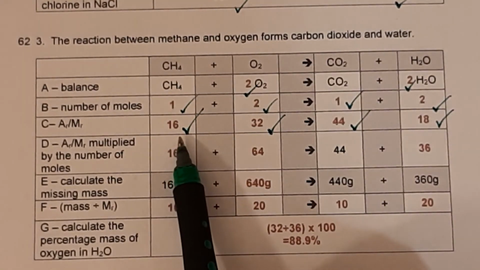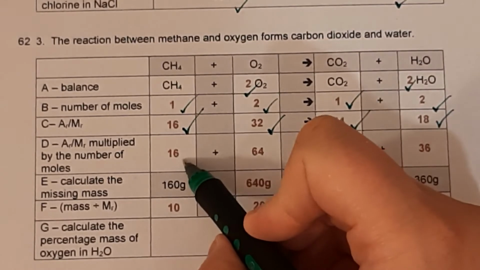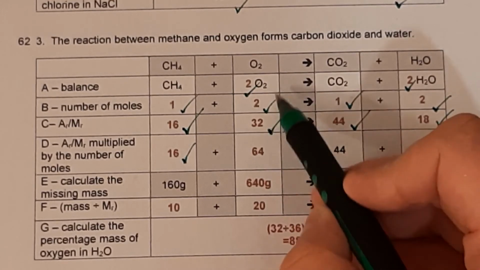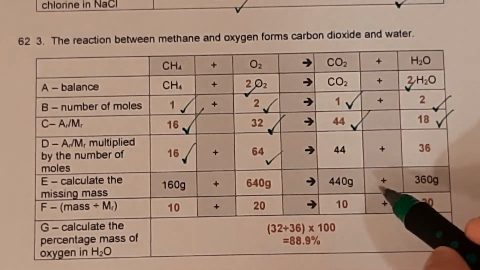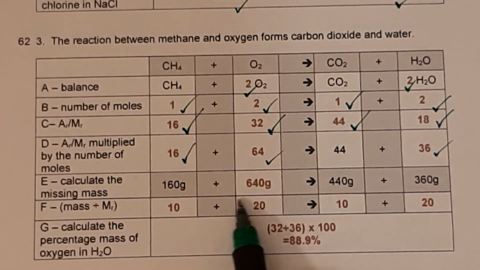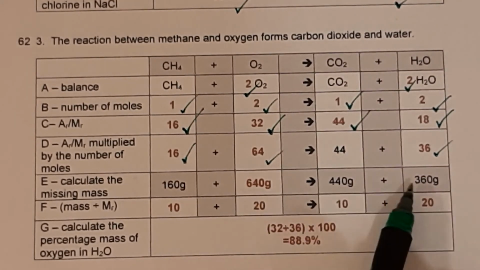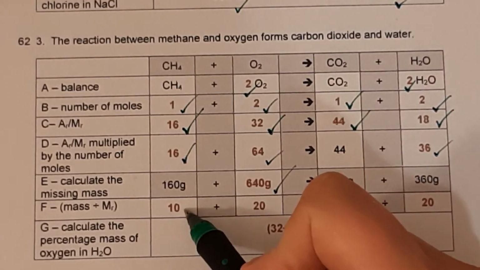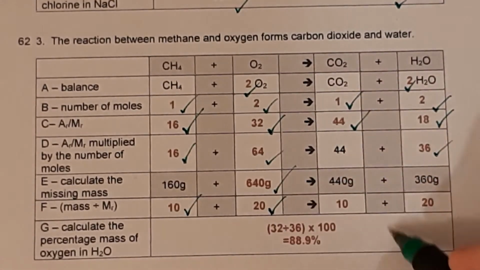Multiplying the relative atomic or molecular mass by the number of moles is 16 for methane, 64 for oxygen, because though it's 32 for diatomic oxygen, there are 2 moles that make 64, and 36 for water. Using the law of conservation of mass to calculate 640 grams. So you add these together, take away 160, that leaves you 640. And our mass divided by our relative molecular mass calculates for us the actual number of moles produced or reacted. So 10 moles of methane, 20 moles of oxygen, 10 moles of carbon dioxide, and 20 moles of water.